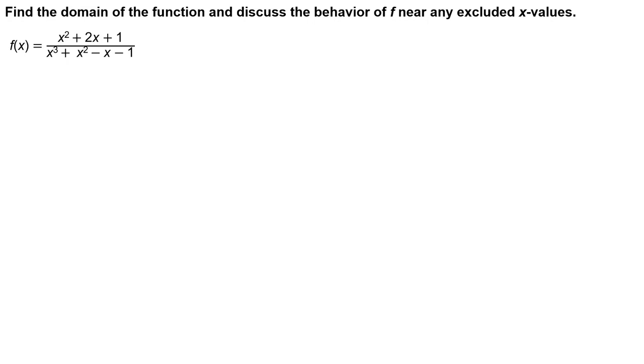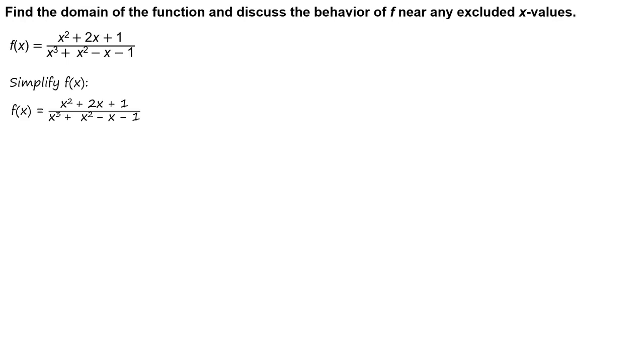Find the domain of the function and discuss the behavior of f near any excluded x values. The function is f of x equals the quantity x squared plus 2x plus 1 divided by the quantity x cubed plus x squared minus x minus 1.